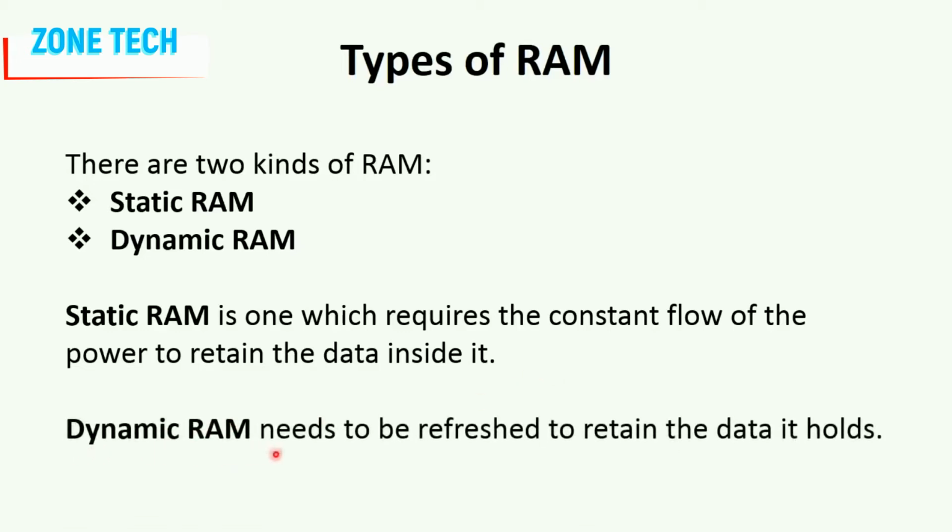While dynamic RAM needs to be refreshed to retain the data it holds. Because capacitors are used in the construction of dynamic RAM and capacitor has a charge leakage property. That's why dynamic RAM requires a separate refresh circuit. It is slower and cheaper than static RAM, and it is highly dense.